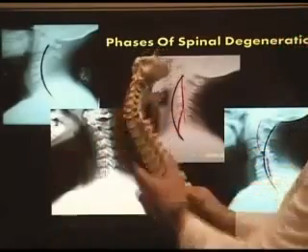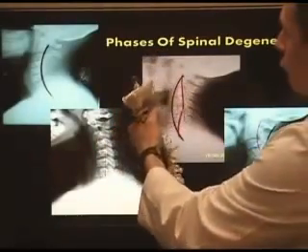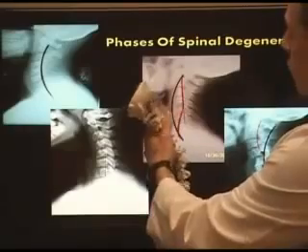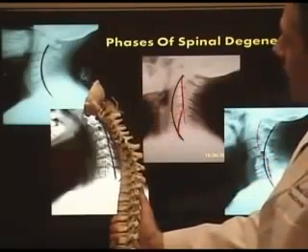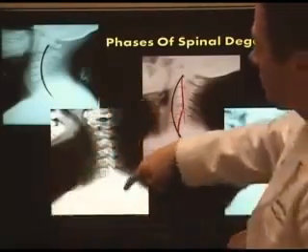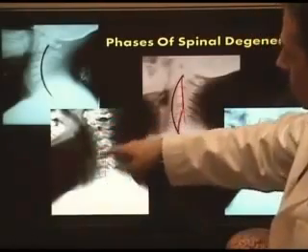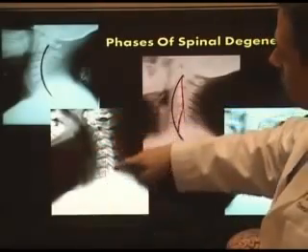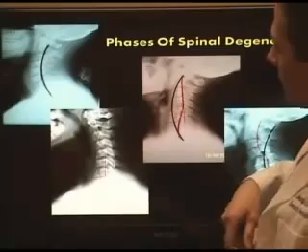Okay, so that's normal. But what can happen is we can start to lose the structure, and we're going to go over what causes this to happen. That's what we call phase one. In phase one, we lose the curve in the neck. The black line is where the patient should be, the red line is where this patient was. This was a young girl with migraine headaches.